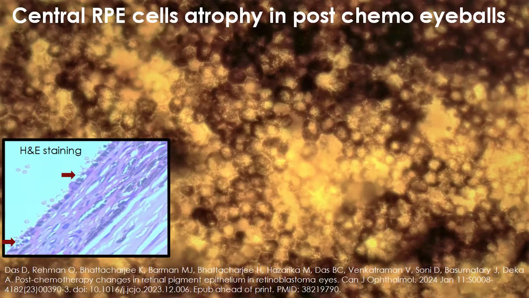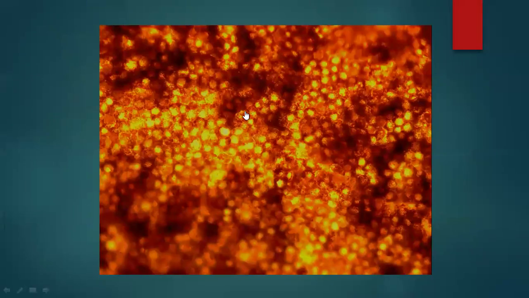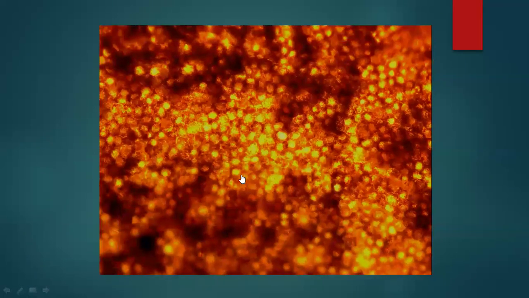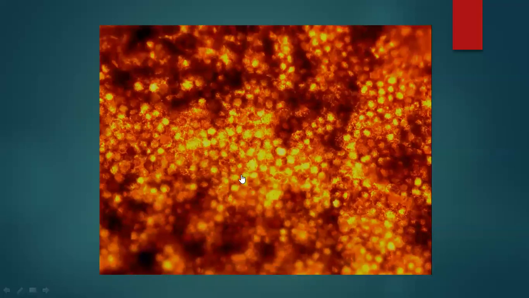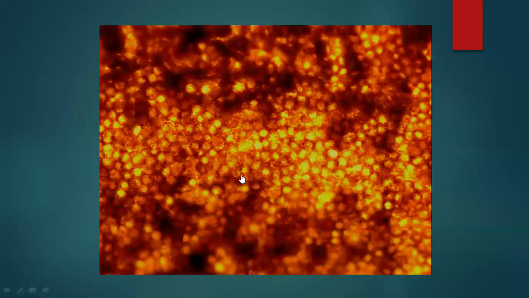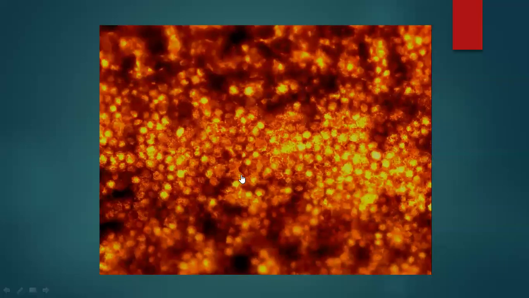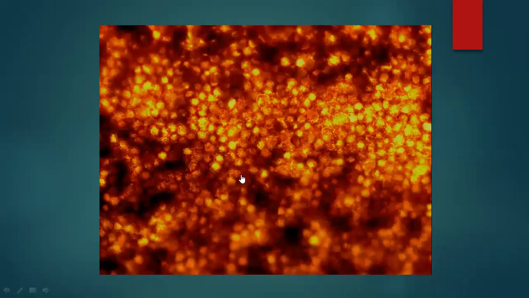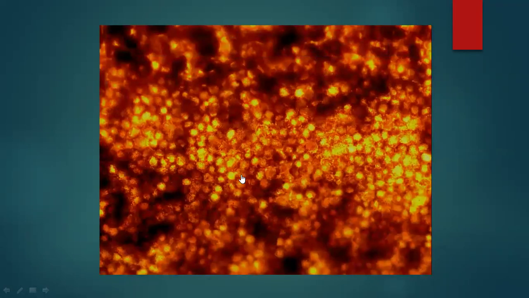Now we see this. This is a mapping of the RPE in chemotherapy. The entire RPE has a central clearing. The nucleated portion is missing in post-chemotherapy eyes. I mapped this in the end-on view after cross-sectioning of the eyeball.